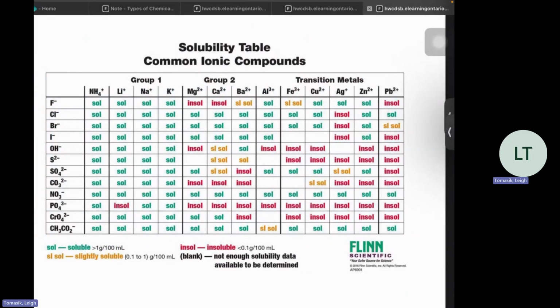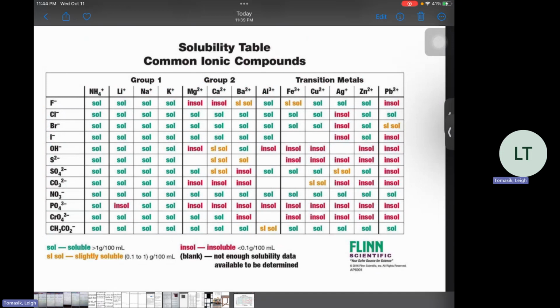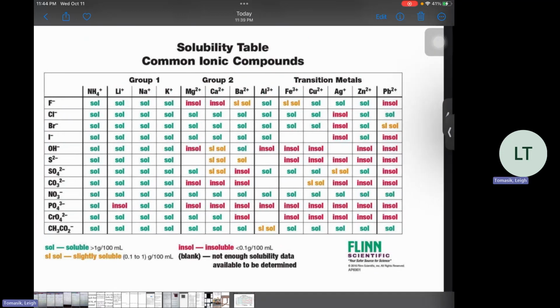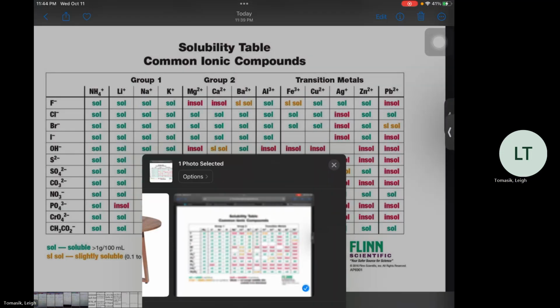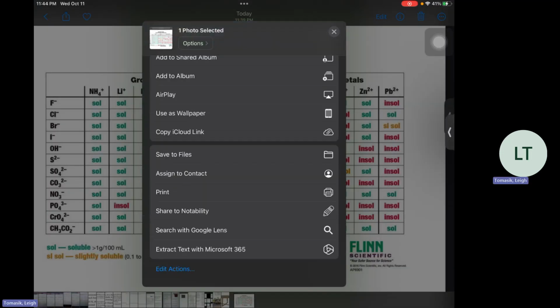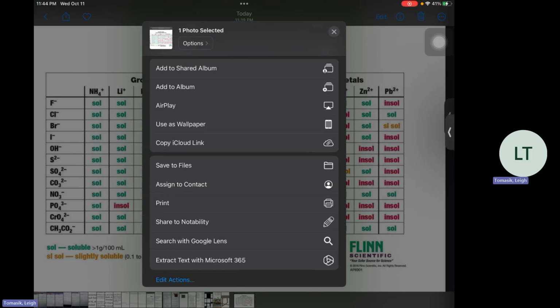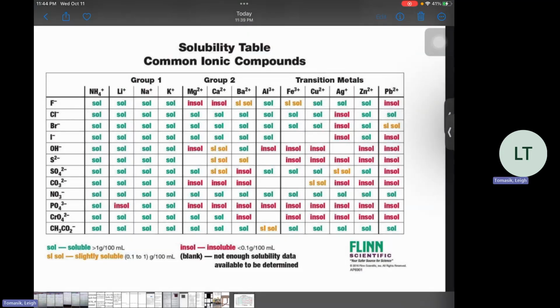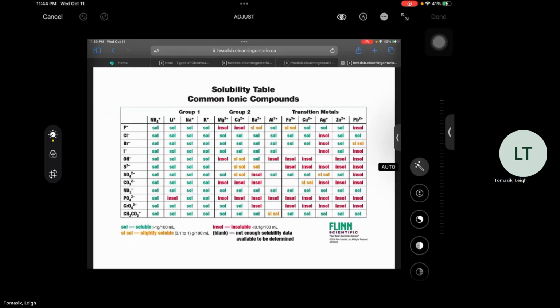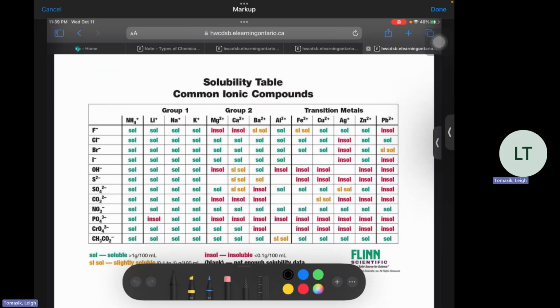And remember, you just look up where they cross paths. And you can see, where's my markup? Oh, it's not letting me mark it up. Oh, edit. That's how we do it. And this one. There we go.